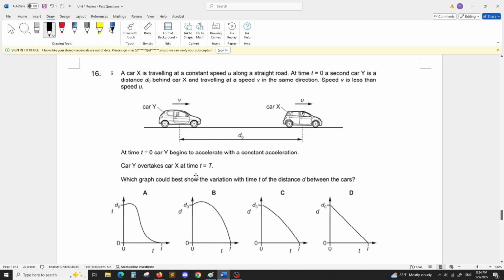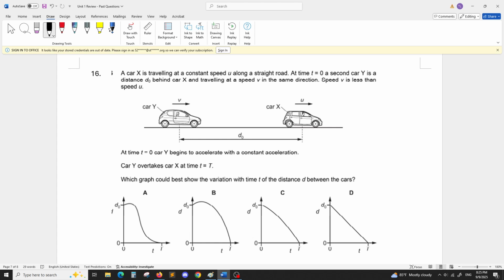A car X is traveling at constant speed u along a straight road. At time t equals 0, a second car Y is at distance d0 behind car X and traveling at a speed of v in the same direction. Speed v is less than speed u. At time 0, car Y begins to accelerate with constant acceleration, and then car Y overtakes X at time t equals capital T. Which graph could best show the variation of time t with the distance d between the cars?